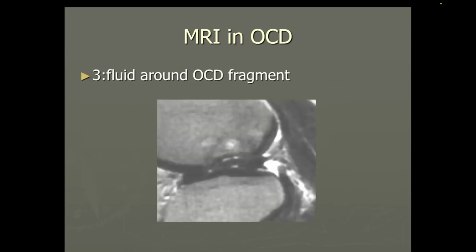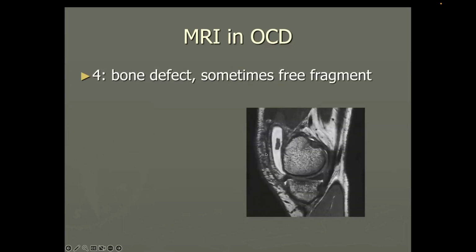Sometimes you can see cyst formation. Here you see a 2A cyst, and then you see a stage 3 with fluid actually behind the fragment. This is indicating that it's loose. So you see here, you've got this cyst in the bone, and now I'm seeing fluid behind it. This is a 3. And then, of course, 4 is when you see the free floating fragment in the knee.